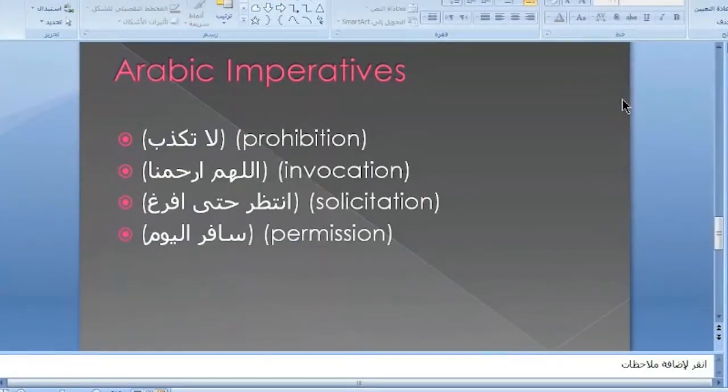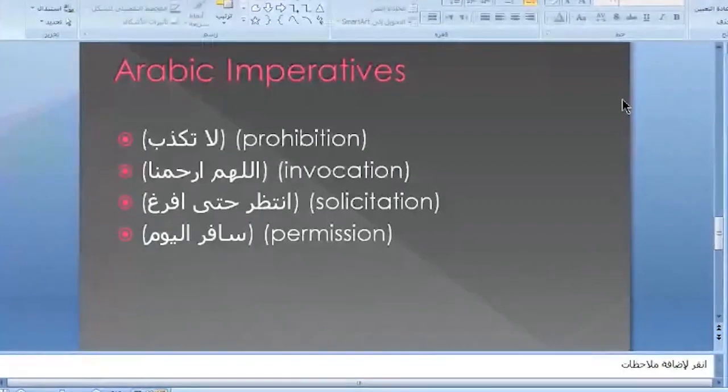And the third example, انتظر حتى أفرغ. Yes, I'm giving an order. I'm showing a command. It is an imperative clause, but I am showing solicitation, التماس. And it is better to add please in your translation here, because it is a solicitation. Wait till I finish, please.